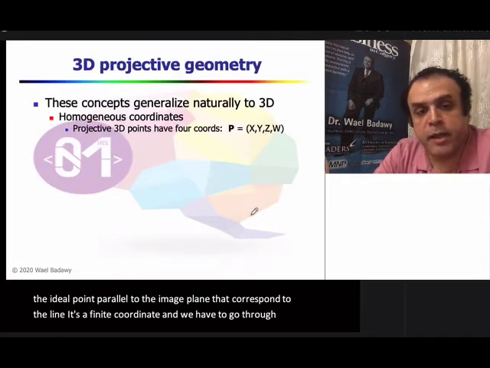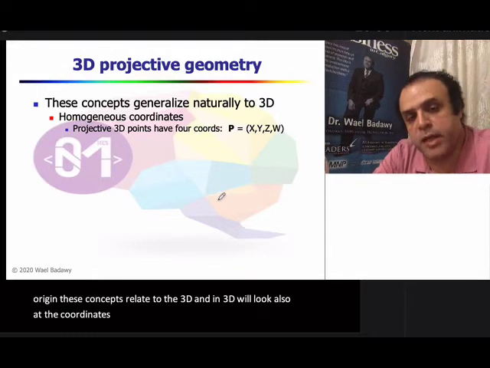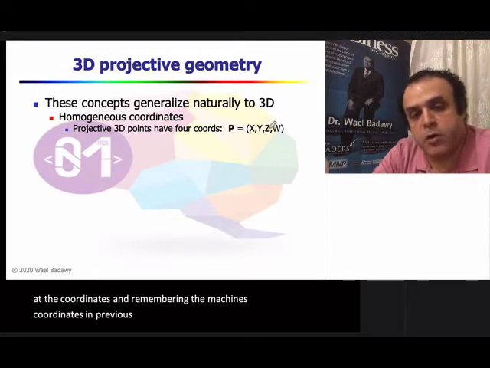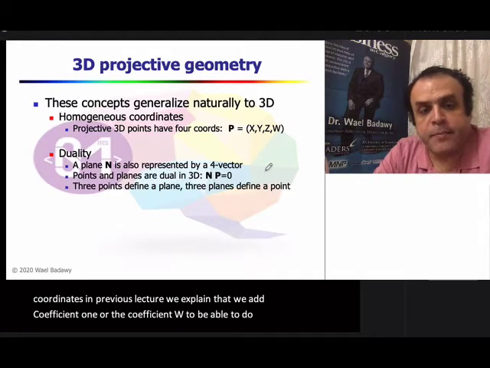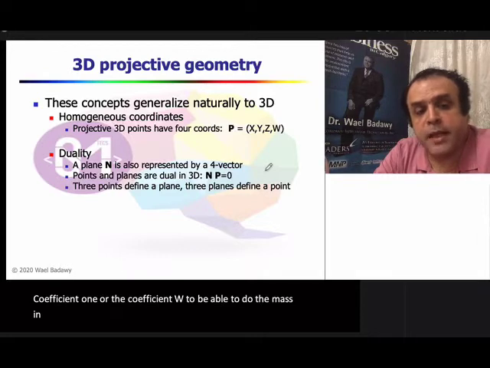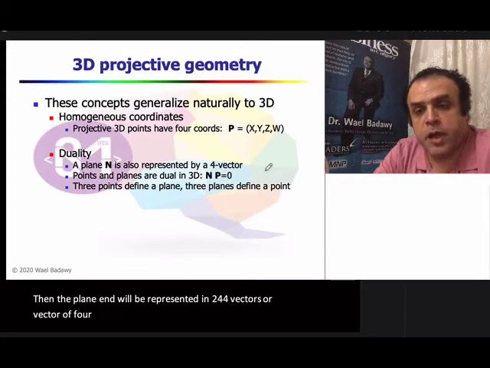These concepts relate to 3D, and in 3D we also look at homogeneous coordinates. Remember, in the previous lecture we explained that we add the coefficient 1, or the coefficient w, to be able to do the math in the proper function. Then the plane n will be represented as a vector of 4 elements, and the point in the plane is also perpendicular.